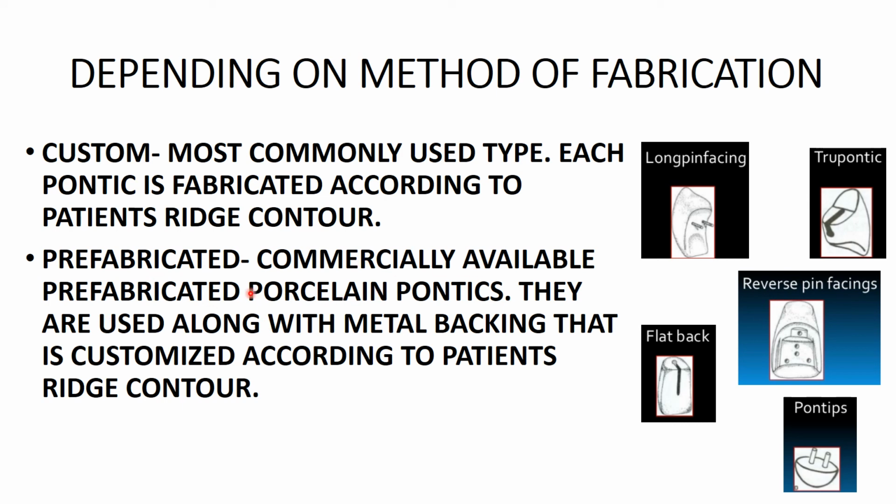So in this, the prefabricated, as the name says, they are already available in the market. So they are used along with the metal backing. So you'll see that these pontics are commercially available and have a metal backing. So this depends on the patient's ridge contour. You have to see the patient's ridge contour and match them, and then you can use this prefabricated one. The examples for the prefabricated ones are the long pin facing true pontic, reverse pin facing, flat back pontic. So these are just examples of a prefabricated one.